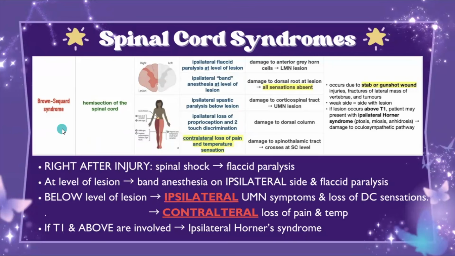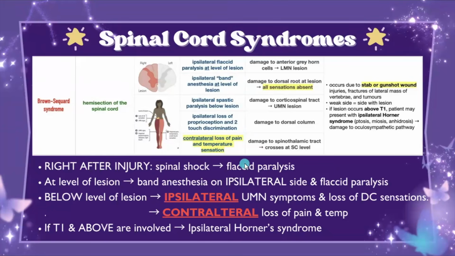So here we have Brown-Séquard syndrome, and Brown-Séquard syndrome is basically the hemisection of the spinal cord. Why does this happen? It happens due to a stab or a gunshot wound. Now, right after the injury, you would have spinal shock. And remember how we said that in spinal shock, you would see flaccid paralysis from a few minutes or a few hours up until a few months.